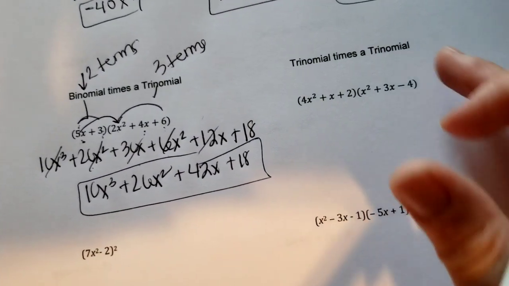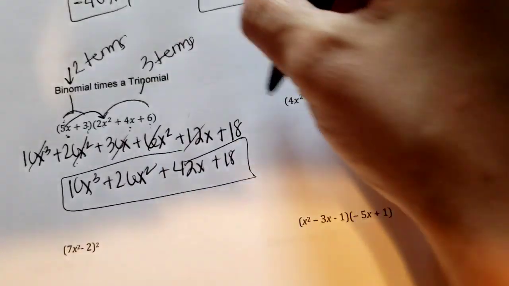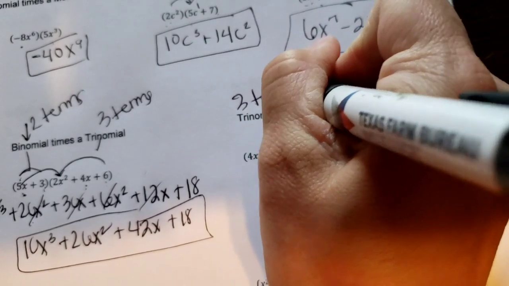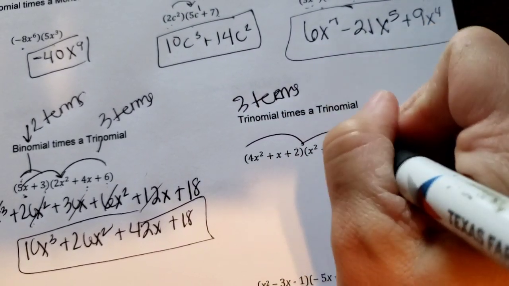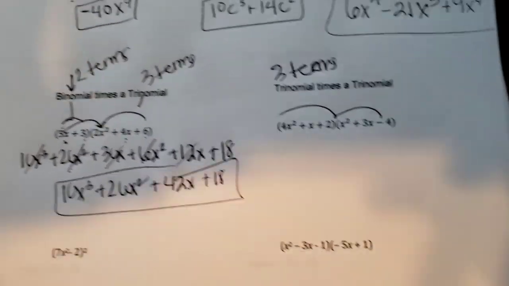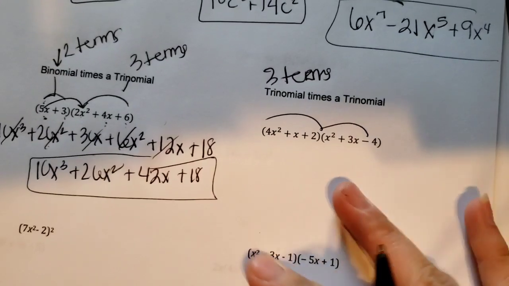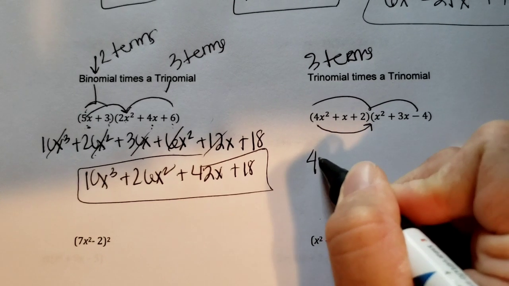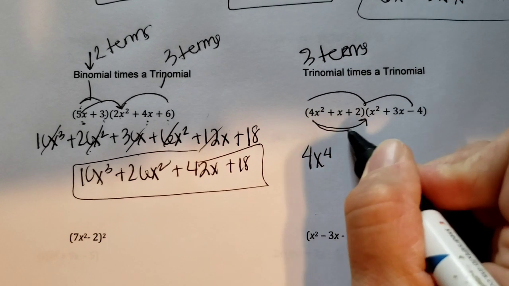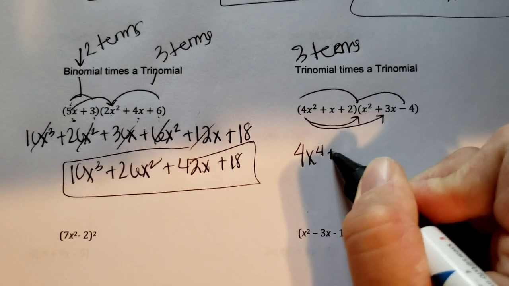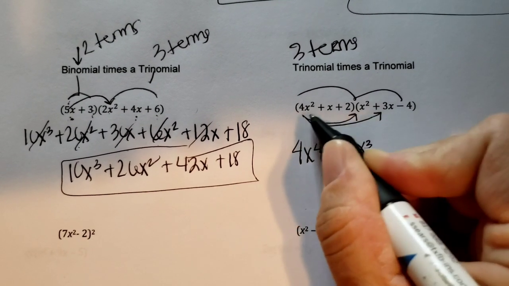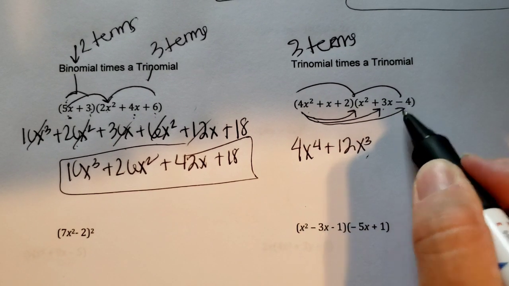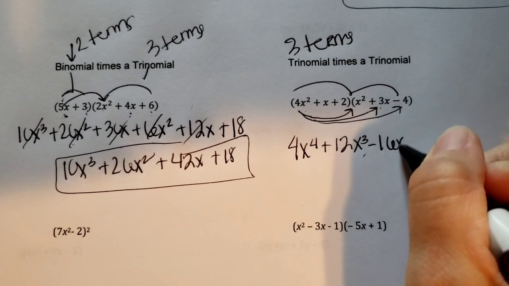After that, we've got a trinomial times a trinomial. So, of course, trinomial means we're dealing with 3 terms, that guy, and another trinomial, which is that guy. So you will see just more distributing, okay? 4x squared times x squared would be 4x to the 4th. 4x squared times 3x will be 12x cubed. 4 times 3 is 12. X squared times x gives me the x cubed. 4x squared times negative 4 is negative 16x squared.